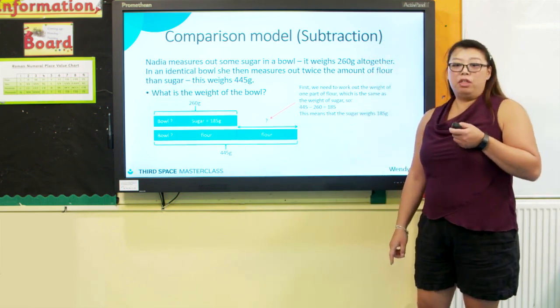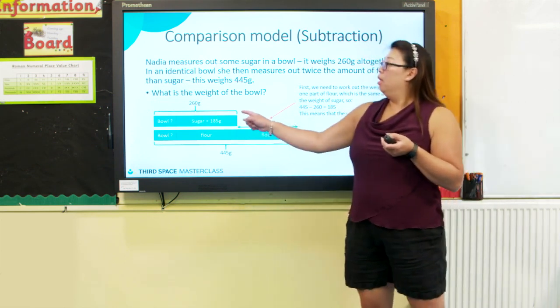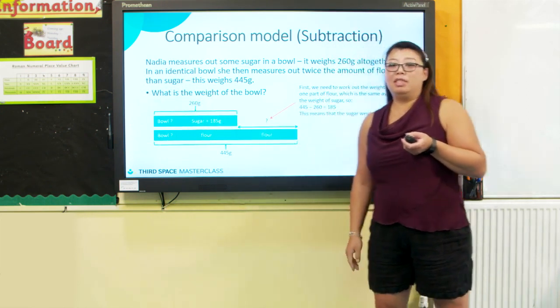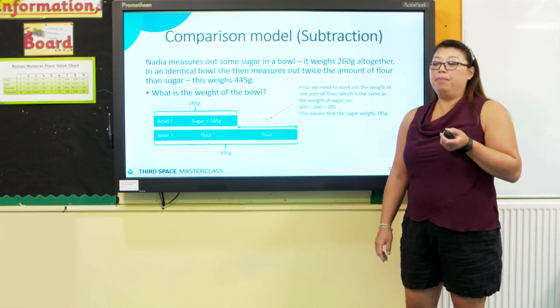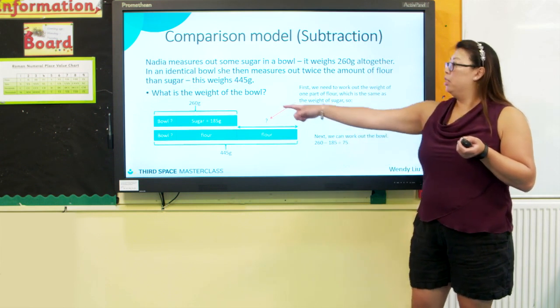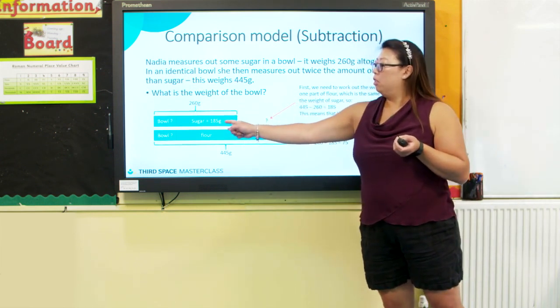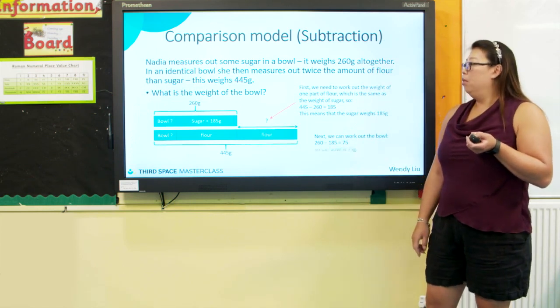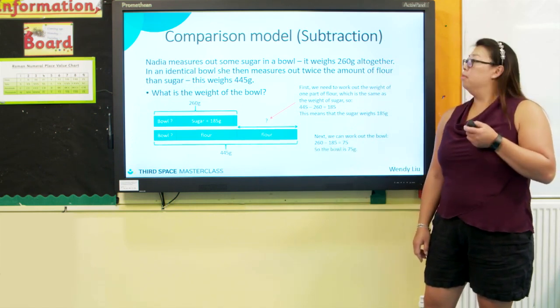If we know that the sugar is 185 grams, we also know that the total weight of the bowl and the sugar is 260 grams. Therefore, it's simple to work out the weight of the bowl. So 260 grams, subtract the 185 grams, gives you 75 grams, which is the weight of the bowl.